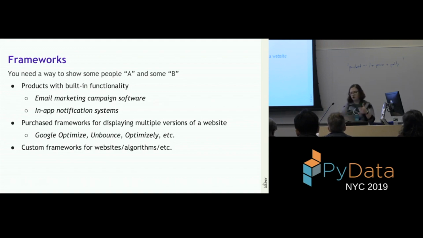Now, the other reason that this can be really helpful is targeting. So for instance, if you don't want to just completely randomly assign people to groups, if you want to say something like, I only want to A/B test on users with this set of parameters, you might have to have a custom framework.